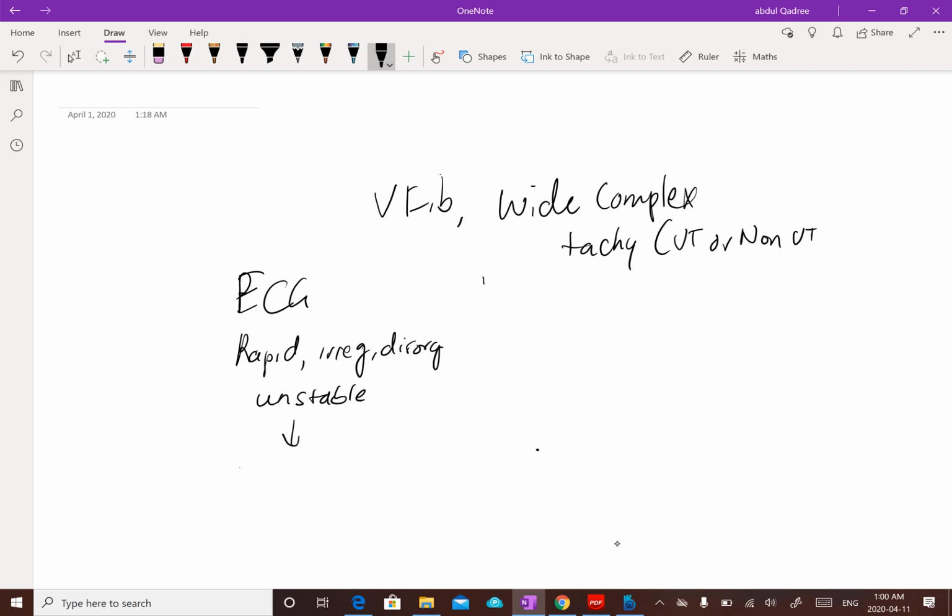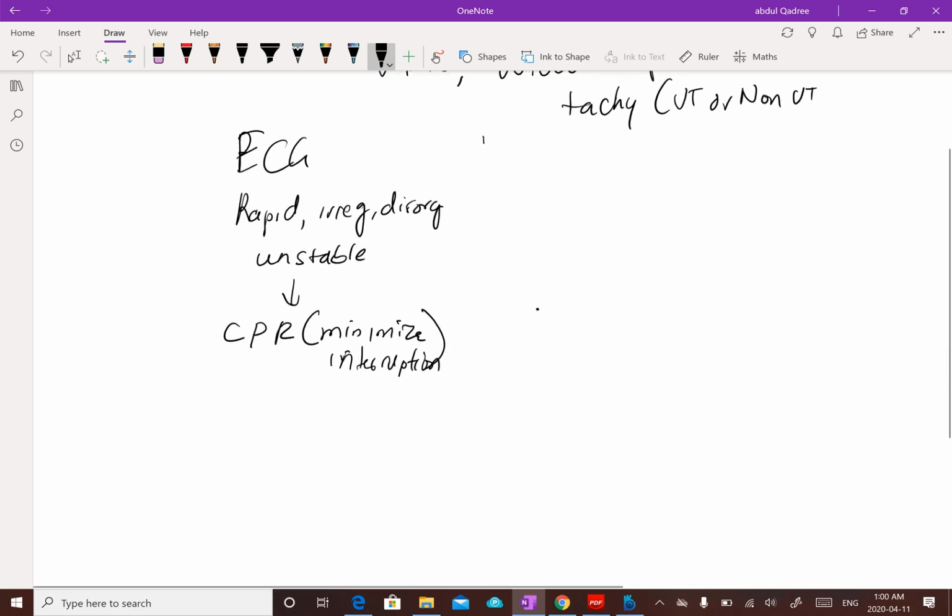So what are we going to do? We're going to start CPR, and we're going to minimize the interruption. Minimizing interruption means do not try to stop the CPR. That's what I'm trying to say. After that, you get to defibrillate this patient, right?